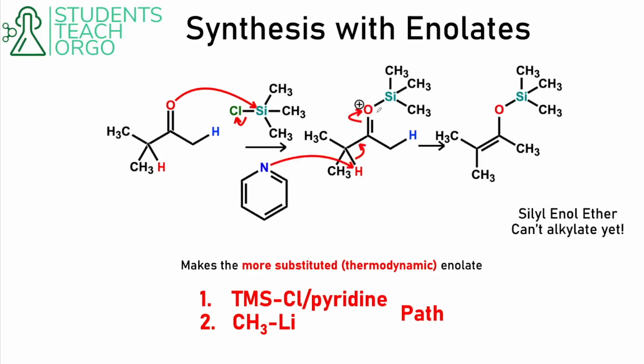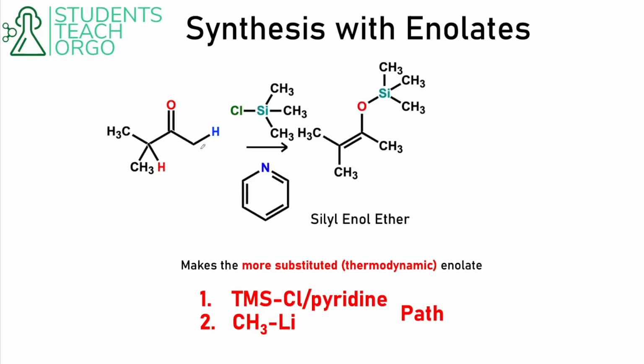Now, once we get to this point, pyridine is going to be a strong enough base that it will extract that proton, and we will create this silyl enol ether. You can see this looks very similar to an enol or enolate, except we still have this silicon atom with the 3 methyl groups attached to the oxygen. Now, we can't alkylate yet, which means we can't have that alkyl halide molecule add on to our carbons. We've got to get rid of the silicon.